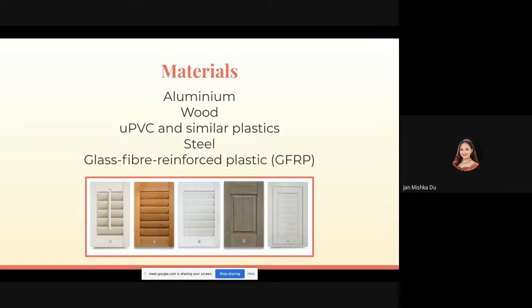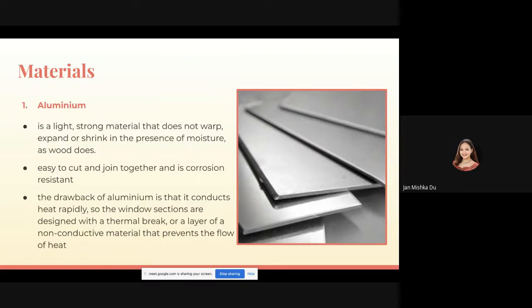Next slide, please. We'll be talking about the materials that are used for windows, and the first material is aluminum. Next slide. So aluminum is a light, strong material that does not warp, expand, or shrink in the presence of moisture, unlike wood, and it is easy to cut and join together and is corrosion resistant. The downside for aluminum is that it conducts heat rapidly, so the window sections are designed with a thermal break or a layer of non-conductive material that prevents the flow of heat. Next, please.